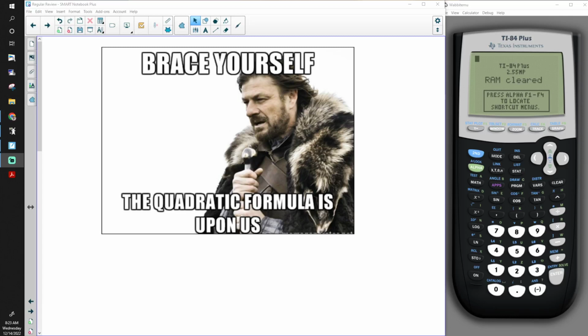Quadratic formula. Calculator is super important. It does most of the work for us. Okay, we have steps. Your midterm has one multiple choice and it has one free response. Both of them use the quadratic formula.